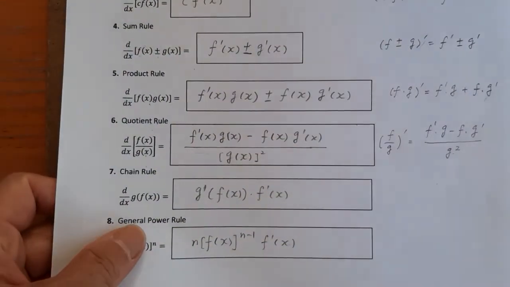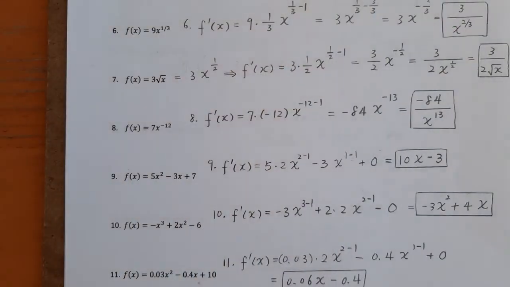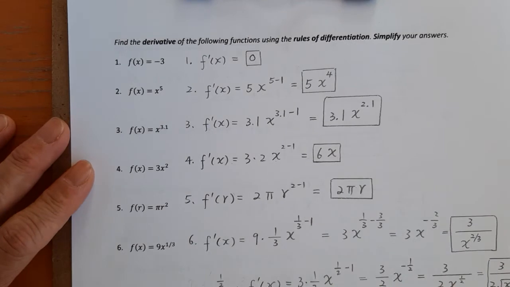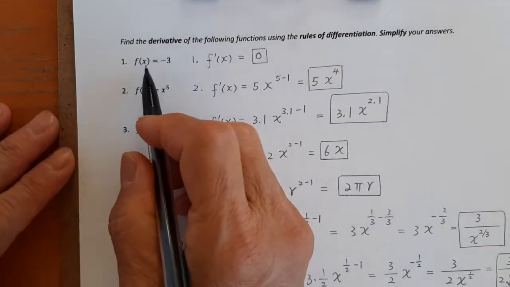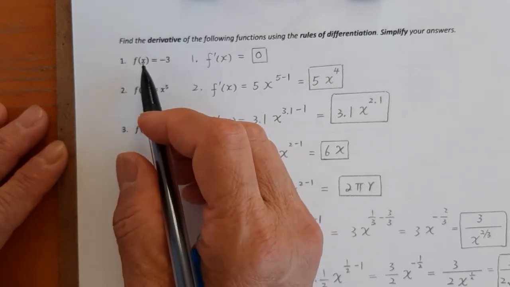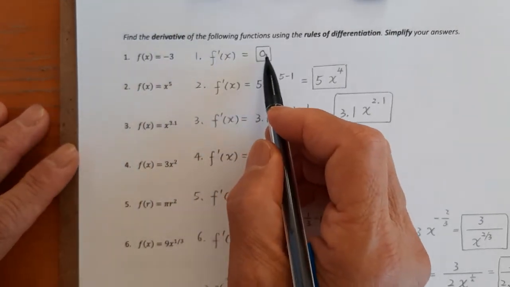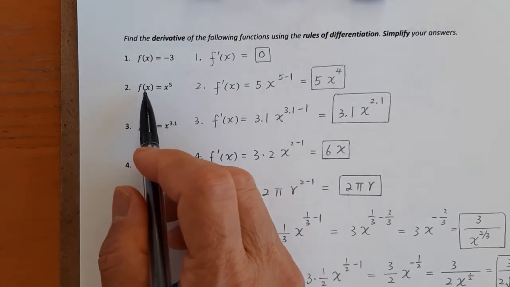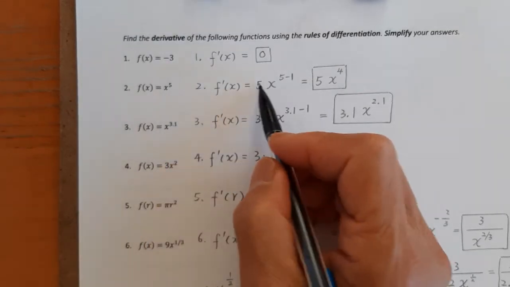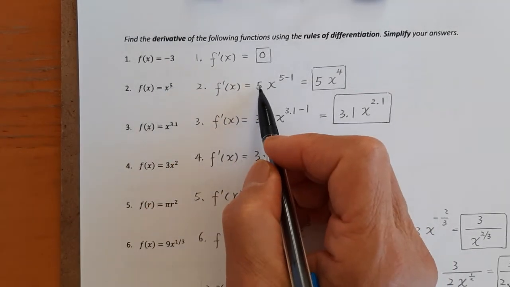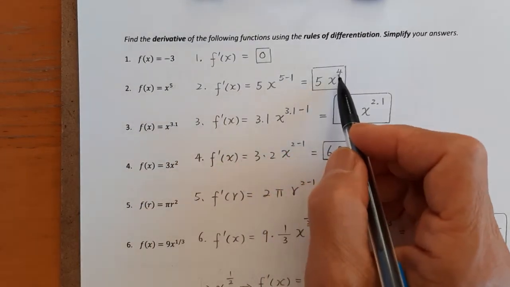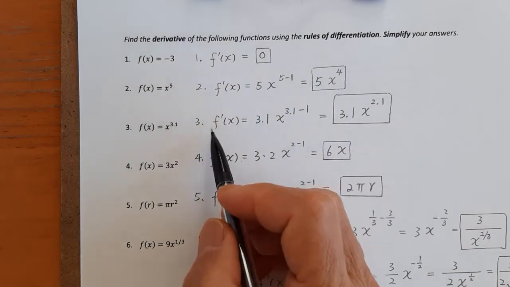Now, in the following, we are going to practice those rules. First question, f of x equals -3. -3 is a constant, so this is a constant function. Taking the derivative, the derivative is 0. Second question, f of x equals x to the power 5. Taking the derivative, 5 comes down and x to the power n minus 1, 5 minus 1 is 4. So 5x to the power 4.